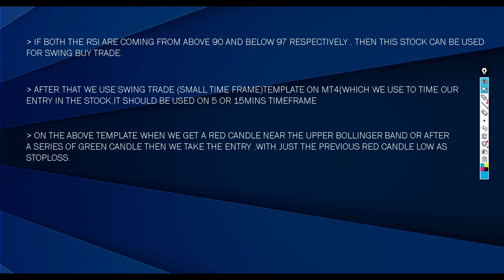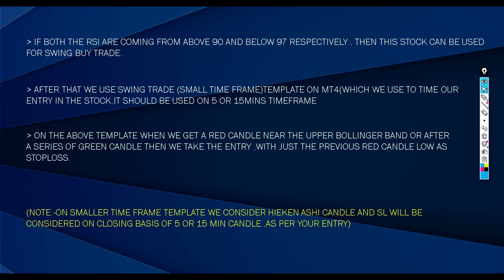Once we get a red candle near the upper end of the Bollinger Band after a series of green candles, we can take our entry. Same here, the stop loss will be above the series of green candles. Now, for the stop loss, same on the buying side and the selling side, it should only be considered after a candle closes above that price.